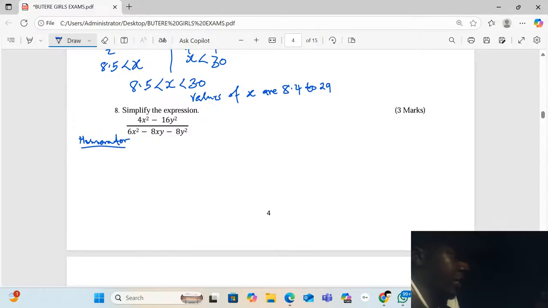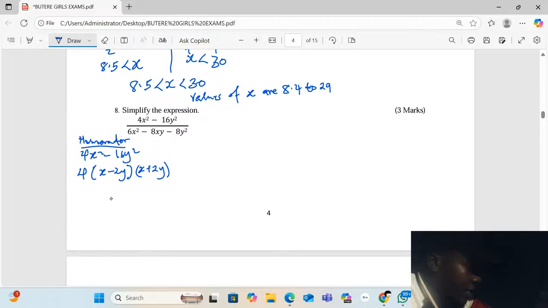So with the numerator, we have 4x squared minus 16y squared. This one, when we break it down, we are going to have 4 into x minus 2y and x plus 2y. So that is now the numerator.